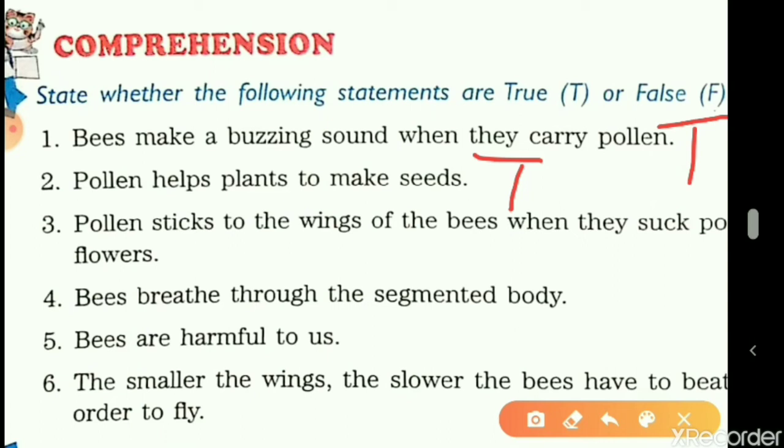Children, bees don't suck pollen. They suck the nectar. And what is nectar? Nectar is the sweet juice. Pollen is small yellow powdery grains, very minute, very small in size. And when bees suck nectar from the flower, these pollens stick to their body and feet, not on wings.